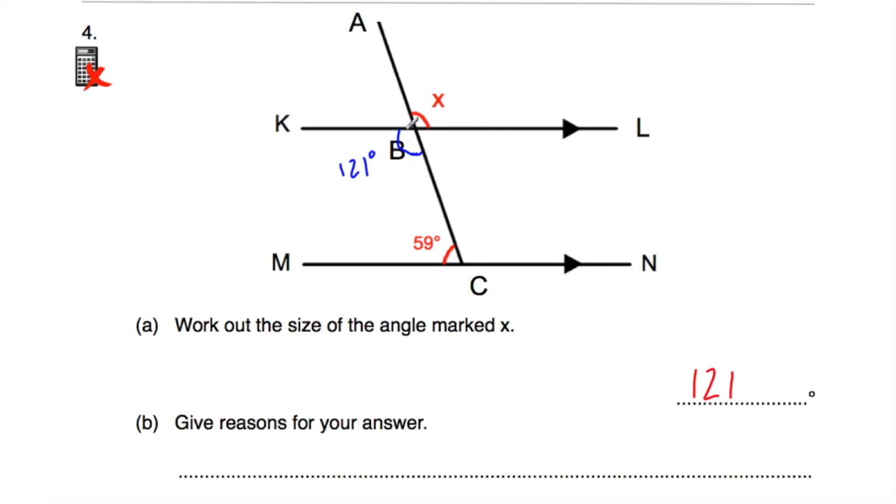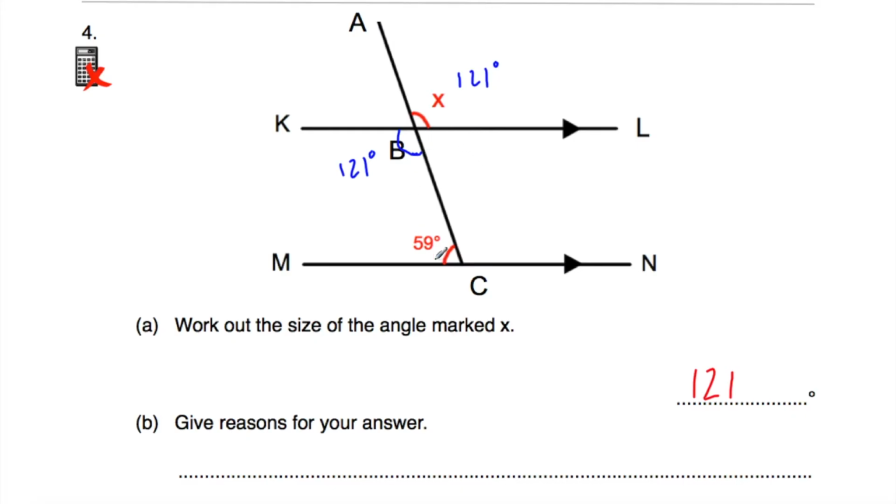So angle KBC is equal to 121 degrees. Then you could say that x equals 121 degrees, as vertically opposite angles are equal to each other. If you've got straight lines across each other, the opposite angles are equal. So that's 121 degrees. There are quite a few different approaches you could use in this question, so whichever one you prefer.